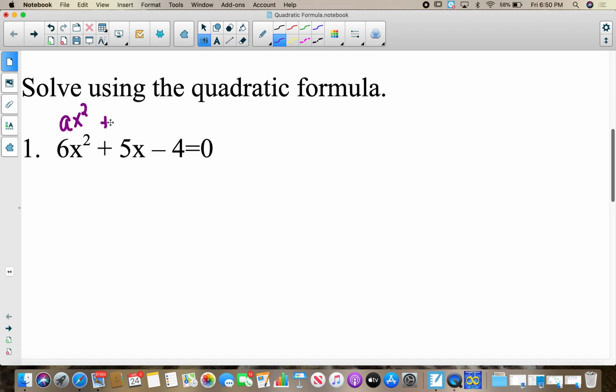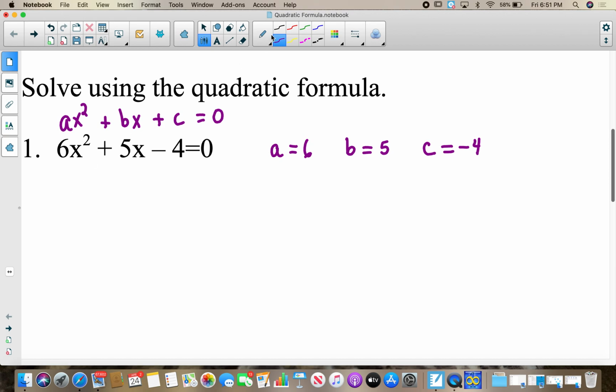This is in the form ax squared plus bx plus c equals 0. In this case, a is 6, b is 5, and c is negative 4.